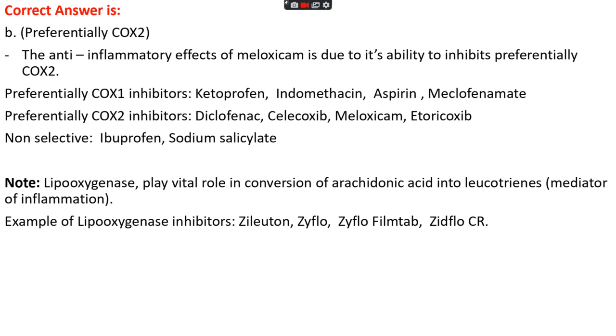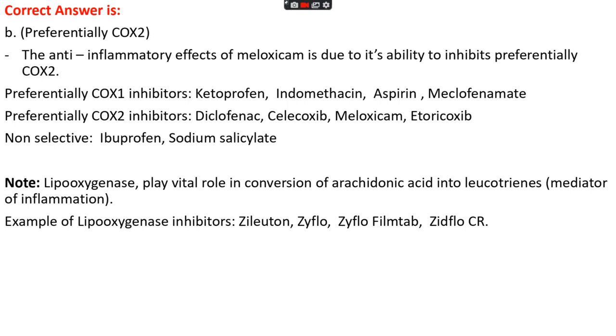Here are some examples. Preferentially COX-1 inhibitors are ketoprofen, indomethacin, aspirin, meclofenamate. While preferentially COX-2 inhibitors are diclofenac, celecoxib, meloxicam, etoricoxib. While non-selective COX inhibitors are ibuprofen, sodium salicylate, etc.